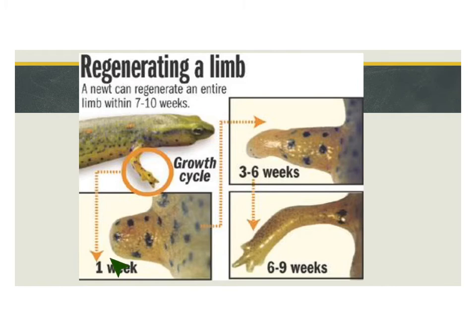So here's after a week. They've lost a limb. Here's after a week, they've grown a little nub. After 3 to 6 weeks, it's looking more like an arm. And then after 6 to 9 weeks, they can regrow the entire limb. And this, of course, is due to this process of mitosis.